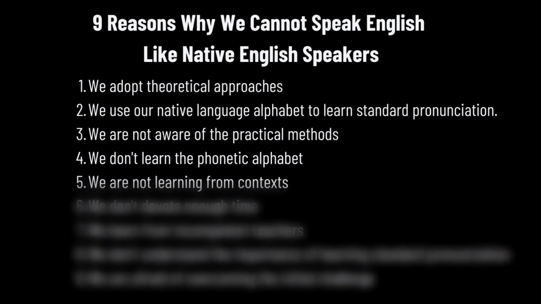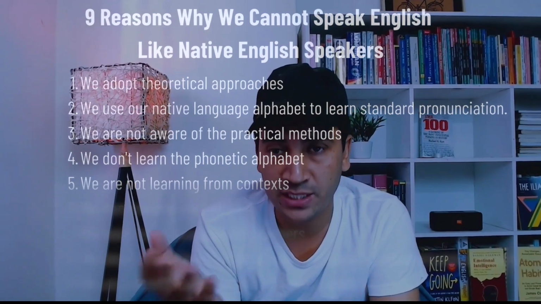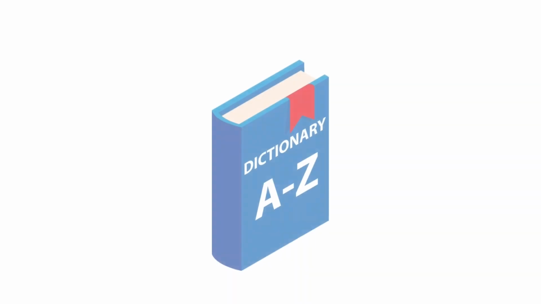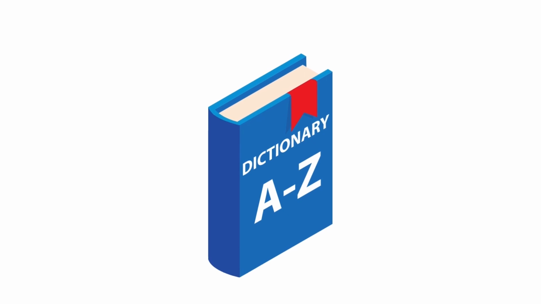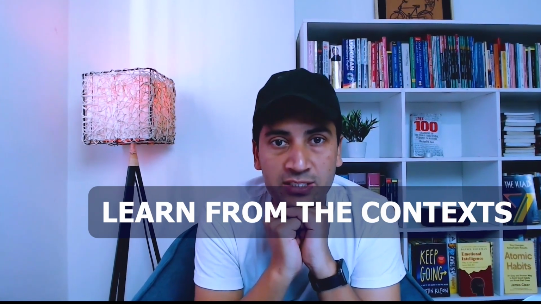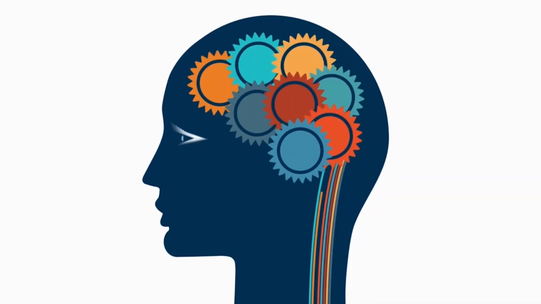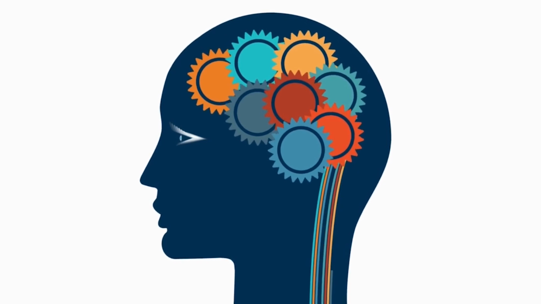Number 5, we don't learn from the context. Our approach is very similar to learning words from dictionaries. If you love to enrich your vocabulary and you start learning words from the first page of a dictionary till the last page of it, do you think that you can use these words in real life situations? It's not an effective way. You should learn words from the context. When it comes to learning pronunciation of words, you should adopt the same approach. When we learn something from context, our brain finds it easy to remember.